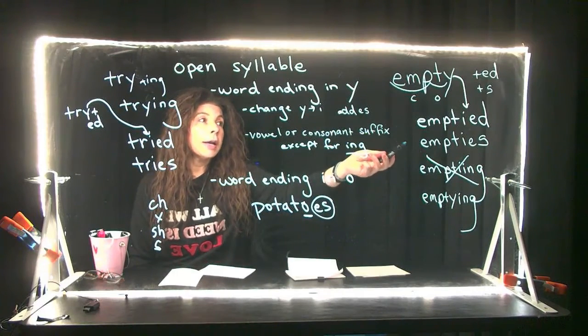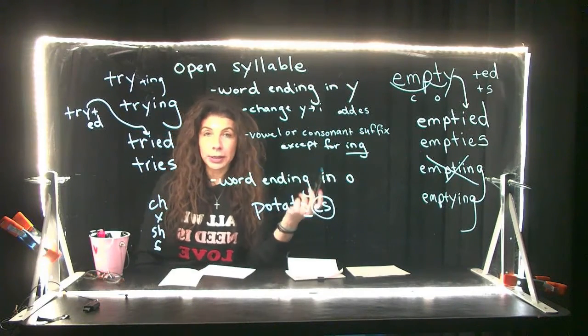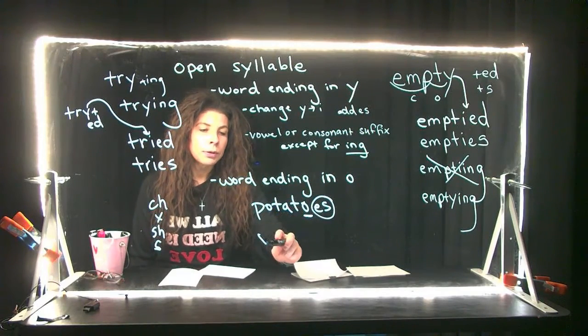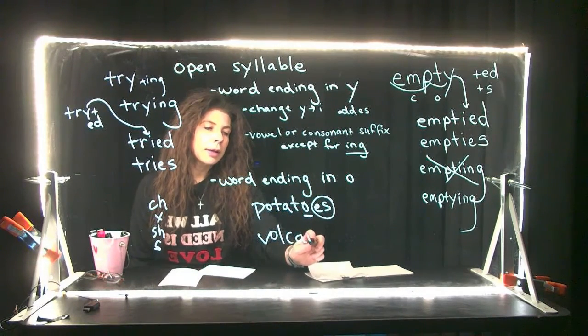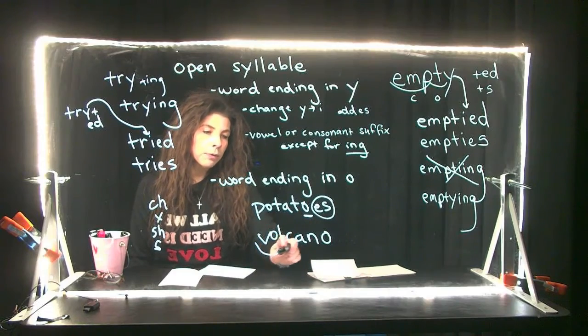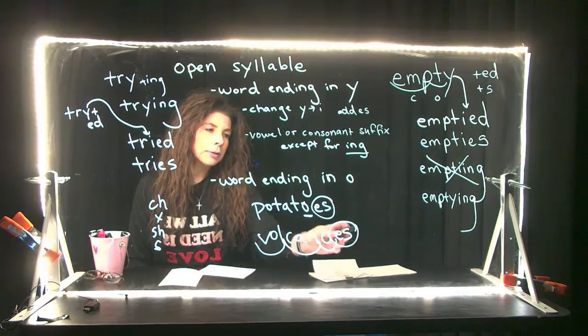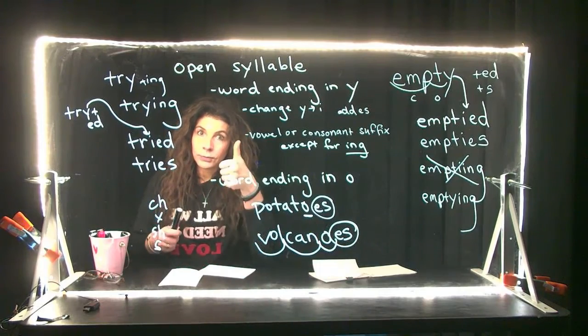Changing Y to I and adding the suffix, unless you're adding ing, then you keep the Y. If a word ends with O, volcano, volcano, you add ES. Good job, third grade.